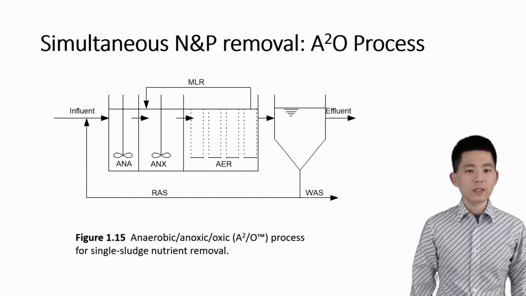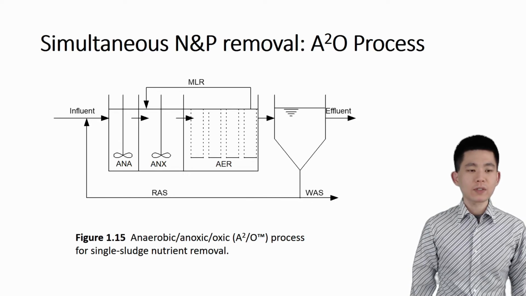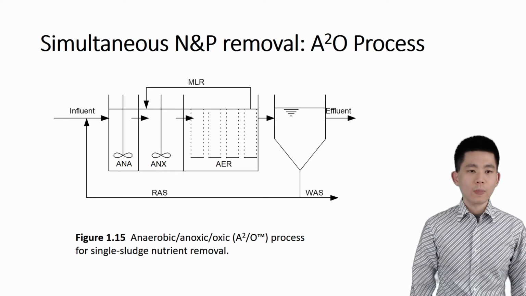The A2O system, as an example, is essentially the combination of the MLE process and the AO process. The influent first gets into an anaerobic zone for acetate uptake by PAOs, followed by an anoxic zone for denitrification with recirculated nitrate as the electron acceptor. Finally, an aerobic zone for phosphorus uptake and nitrification.